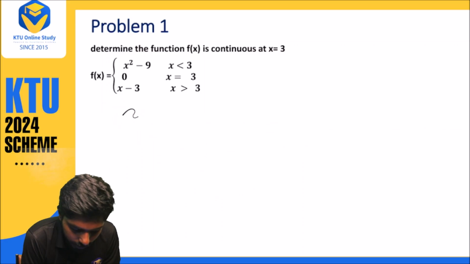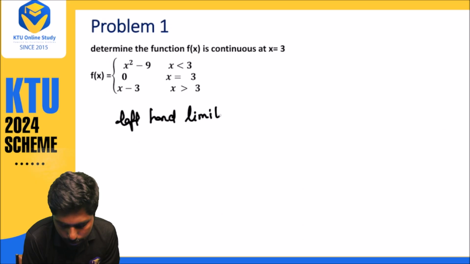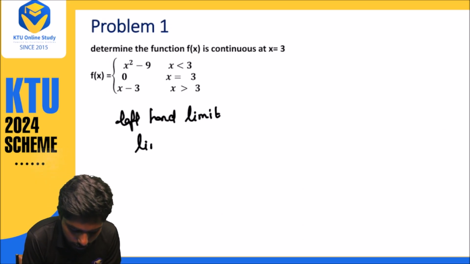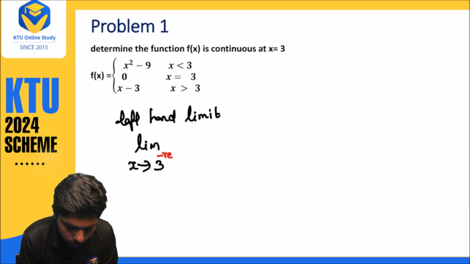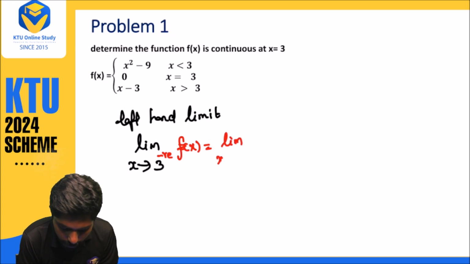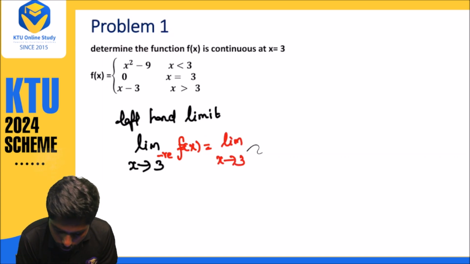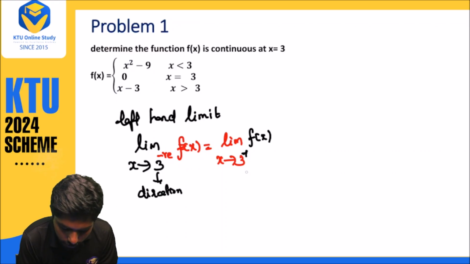So we can say that the left hand side limit, that is limit x approaches 3 in the negative direction, is equal to the limit x approaches 3 in the positive direction of f of x. This is the negative direction. This is the positive direction. Okay.